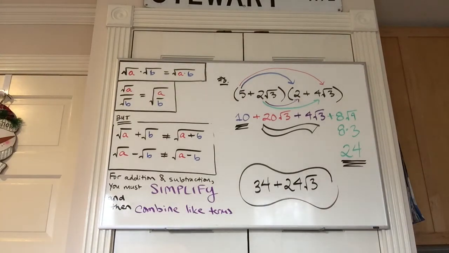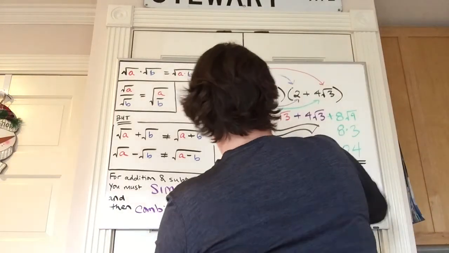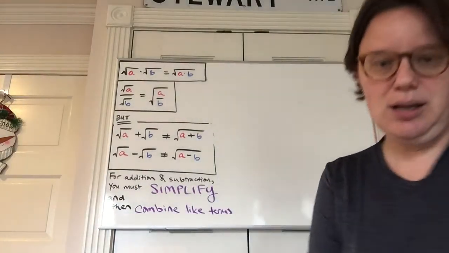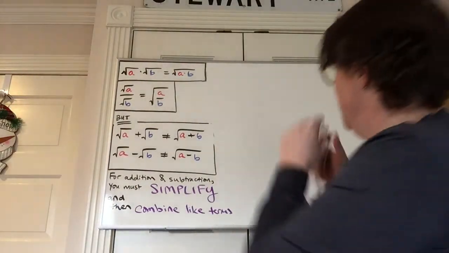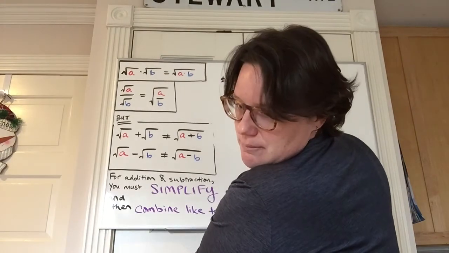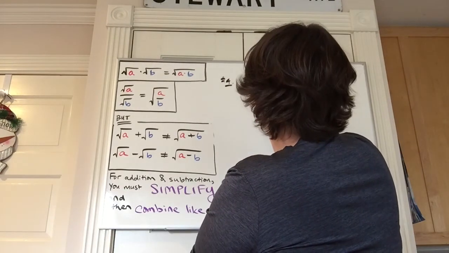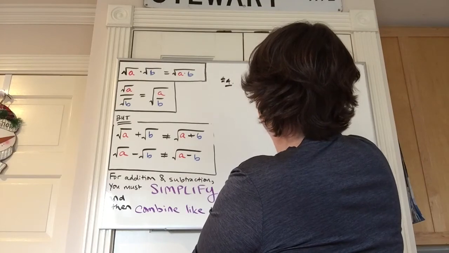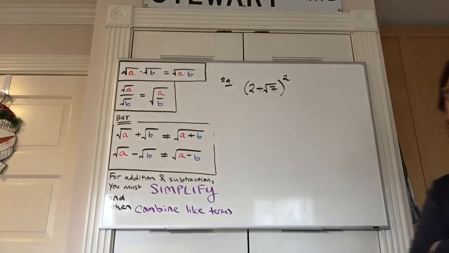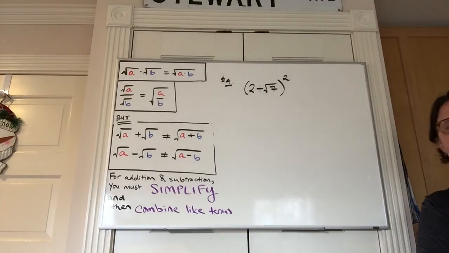Okay, let's try another foiling problem just to keep practice with this. Let's say that I gave you the problem 2 plus the square root of 7, squared. Now you might be thinking, Miss Ball, I thought you said you were giving me a foiling problem. That's not a foiling problem.